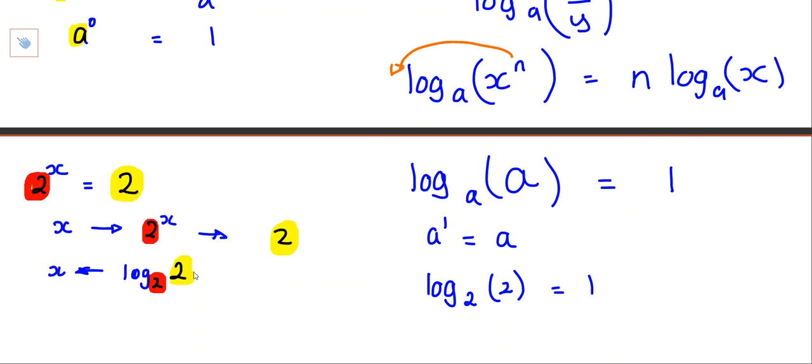But how is it 1? Because 2 to the power of what is 2? Oh, 1. Anything to the power of 1 is itself. Yeah.